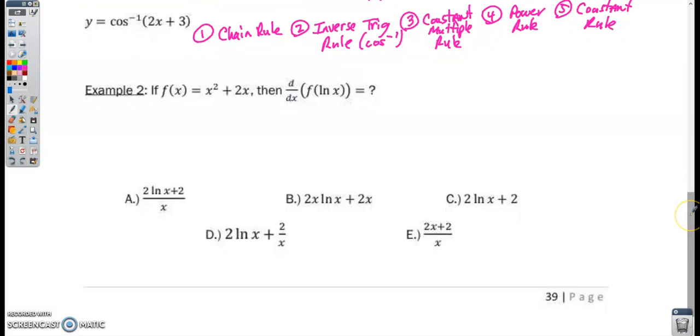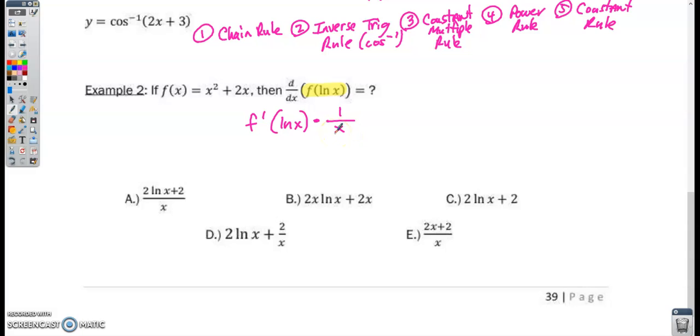All right, example 2. If f of x equals x squared plus 2x, then the derivative with respect to x of the quantity f of natural logarithm of x is what? So looking at this expression that we're taking the derivative of, f of log of x, that's a composite function. So that tells me apply the chain rule first. So I'm going to take the derivative of the outside, leaving the inside the same, times the derivative of the inside. The derivative of natural log is 1 over x.